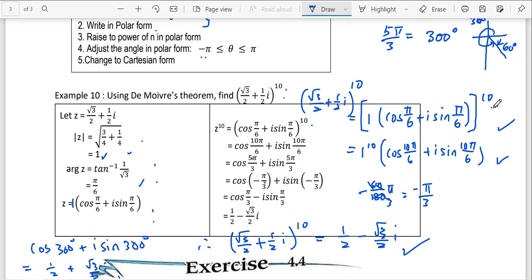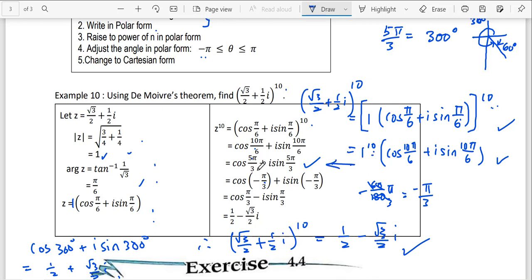Because raising to the power 10 follows De Moivre's theorem, the modulus is raised to the power 10, the same, because this one is raised to the power 10. Inside there, the argument times 10. Easy, right? You times 10, then simplify it like this. Times 10, you simplify, you get 5 pi over 3. So you get this.